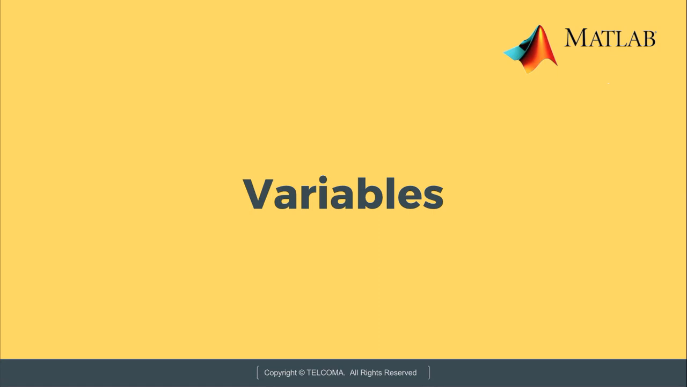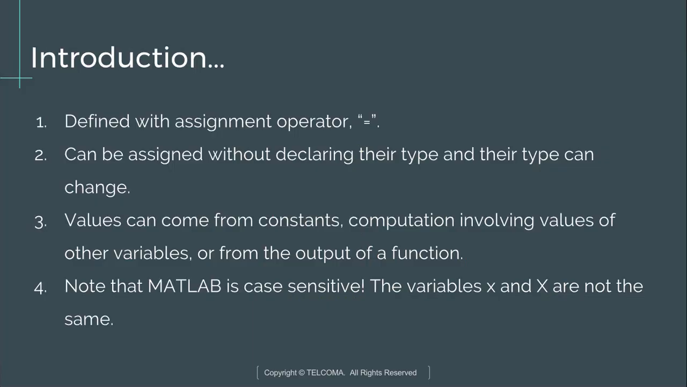Now our next topic is variables. Now what is a variable? A variable is something to which we can assign a particular value. It is defined with the assignment operator equals to. These can be assigned without declaring their type, and their type can be changed when required.